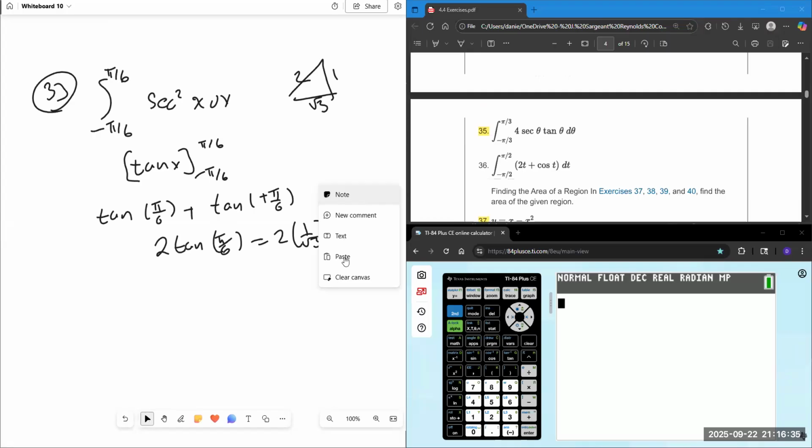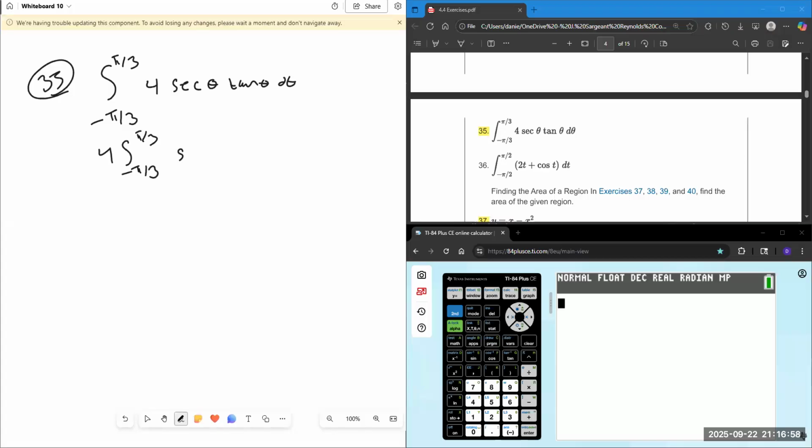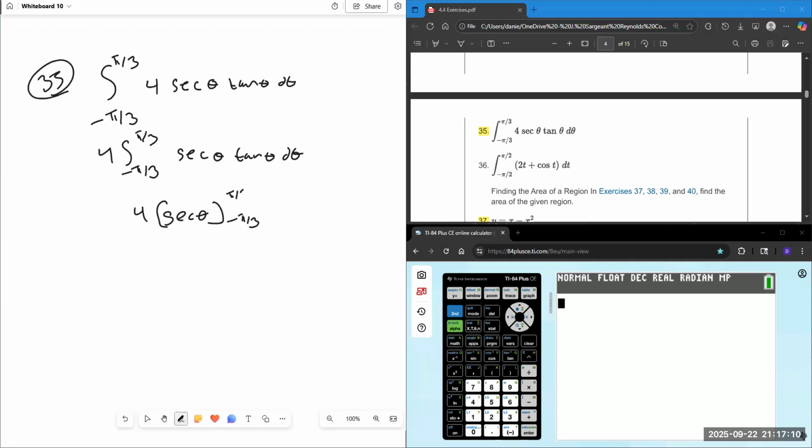Let's look at 35. Negative pi over 3 to pi over 3 of 4 secant theta tan theta d theta. So I'm going to pull the 4 out. Negative pi over 3 to pi over 3 of secant theta tan theta d theta. This is the exact derivative of secant theta, from negative pi over 3 to pi over 3.